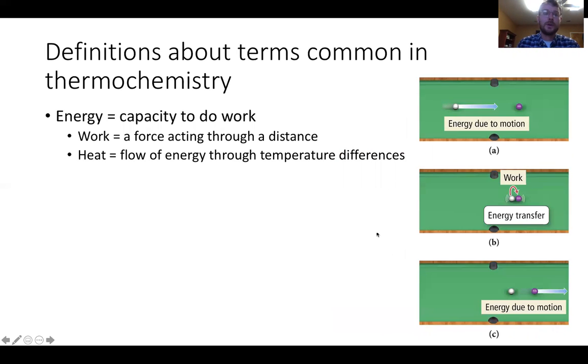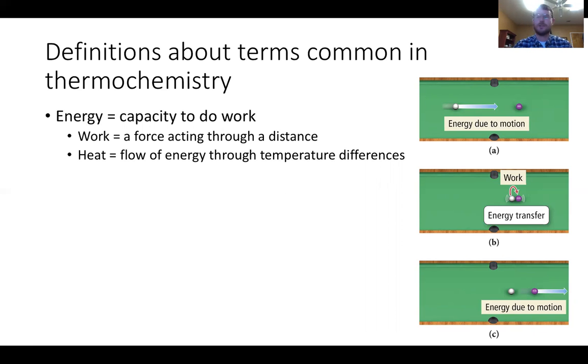And so what are we talking about in thermochemistry? Well, we're talking about energy, right? And what is energy? Energy is the capacity to do work. Now, not just any work, but useful work. What is work? Work is a force acting through distance, right? So we saw pressure is force acting over an area. Here we're looking at force acting through a distance. Work we'll see is equal to F times D.